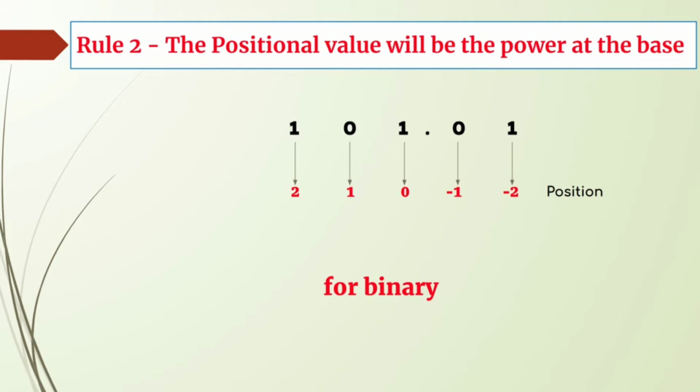As it is a binary number, our base will be 2, and we can write a power for every digit of this binary number. For digit 1 we can write 2 to the power -2, and for digit 0 we can write 2 to the power -1, and for digit 1 we can write 2 to the power 0, and for digit 0 we can write 2 to the power 1, and for digit 1 we can write 2 squared.